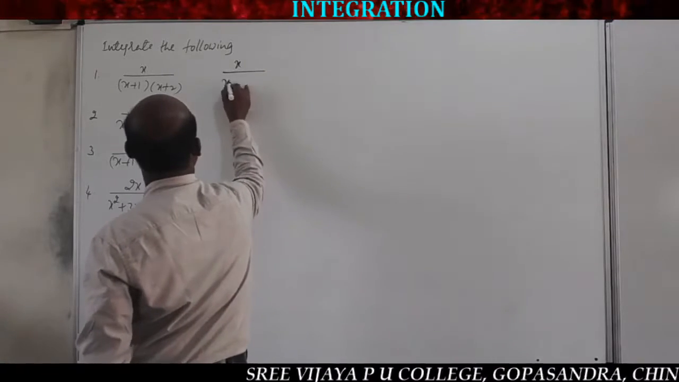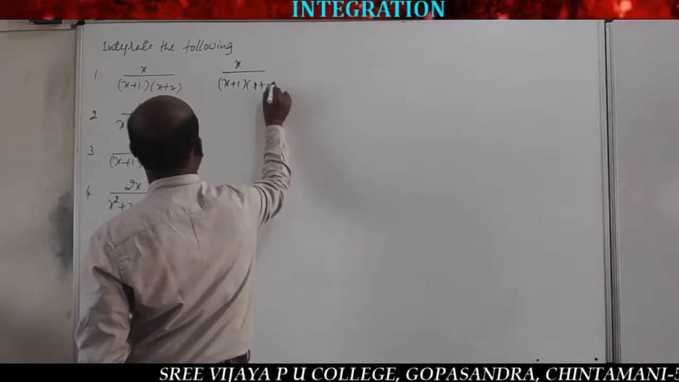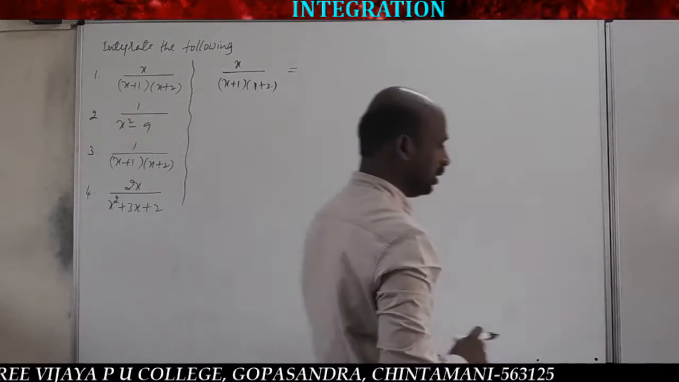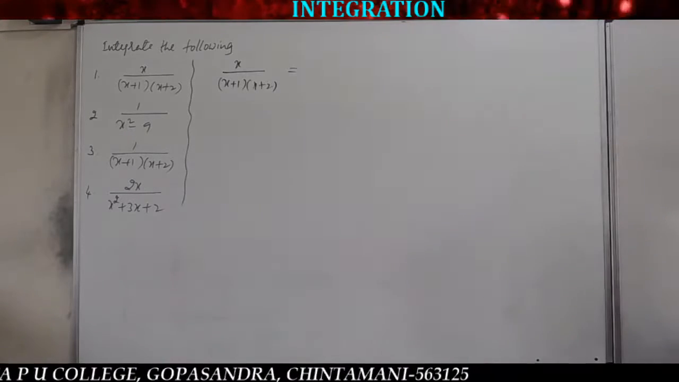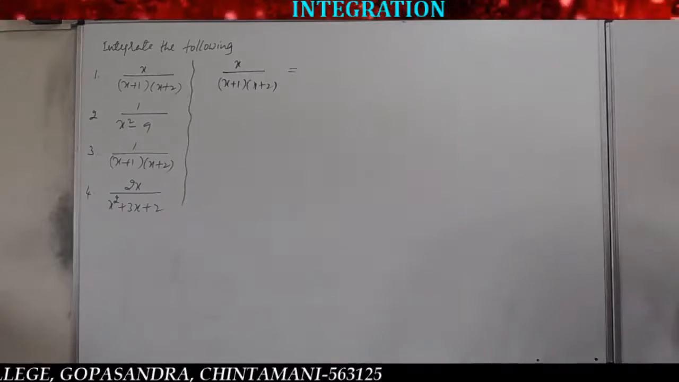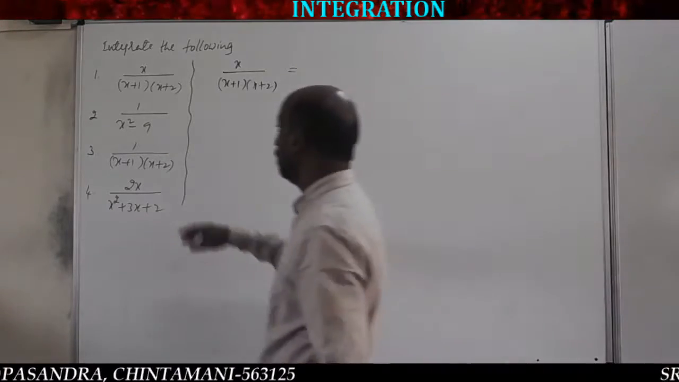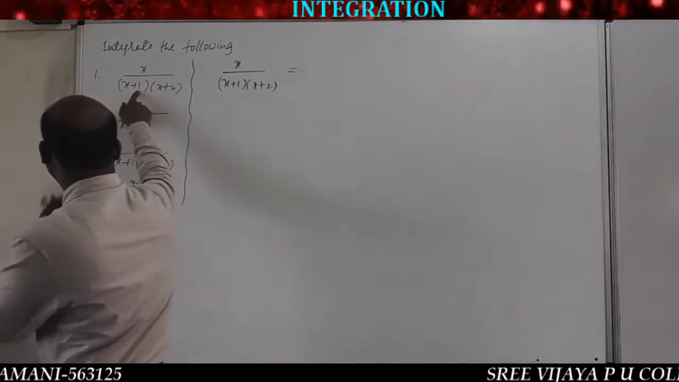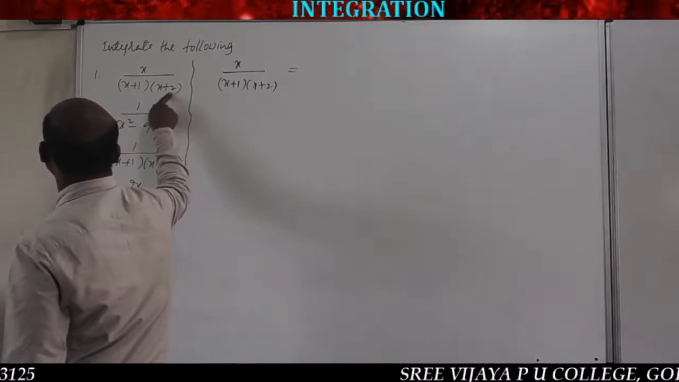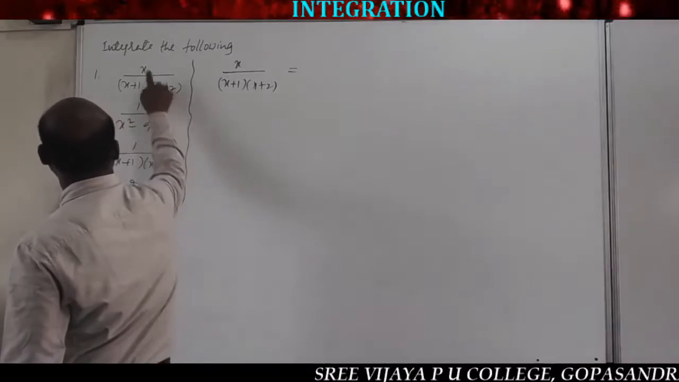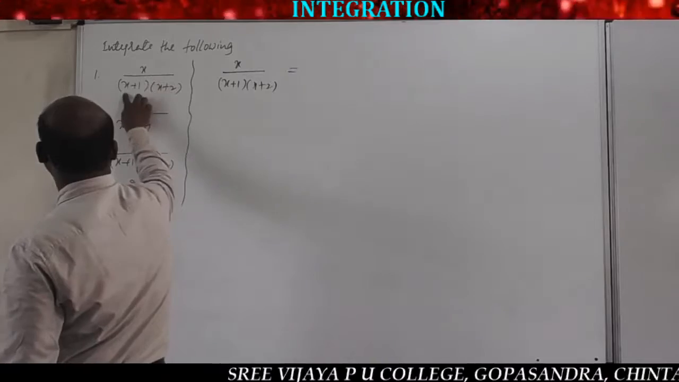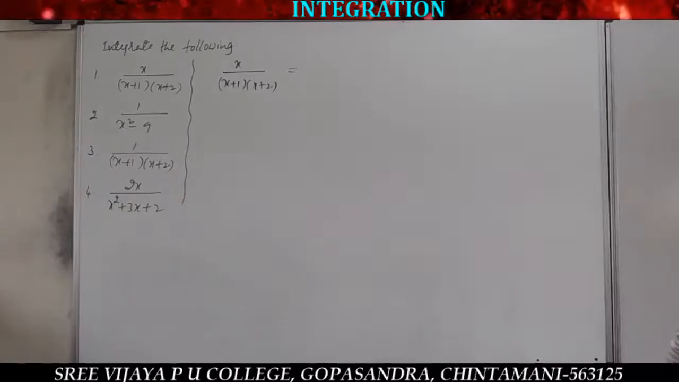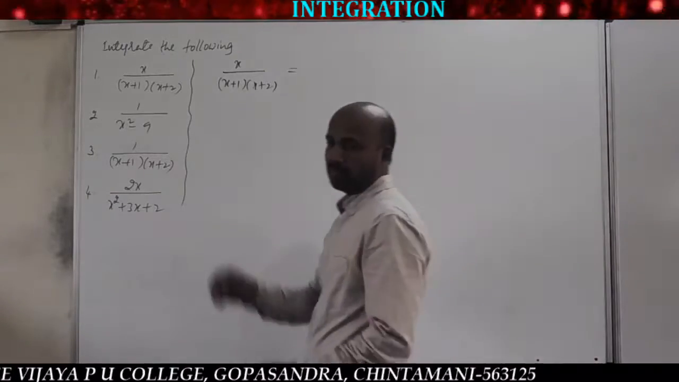x divided by x plus 1 into x plus 2. So the denominator contains non-repeated linear factors, x plus 1 and x plus 2. Both are linear factors. See here, the value of a is minus 1 and the value of b is minus 2. These two are not equal. Degree of numerator is 1, degree of denominator is x into x, that is x square. Degree of numerator is less than the degree of denominator. Okay, so it is a proper function.